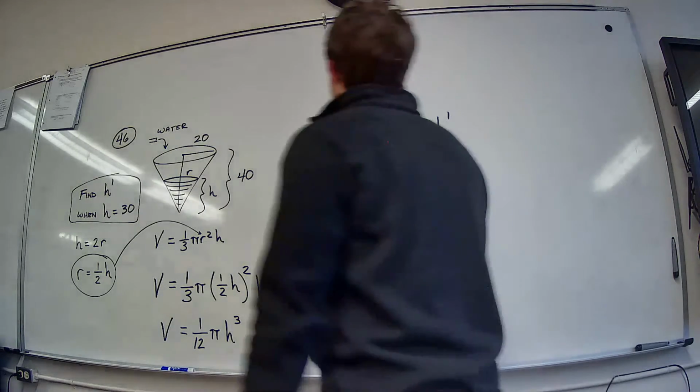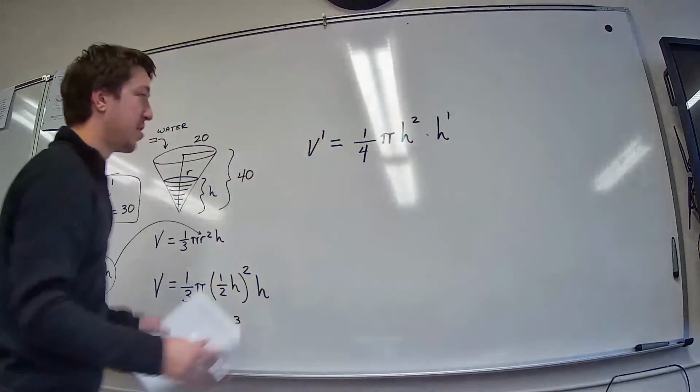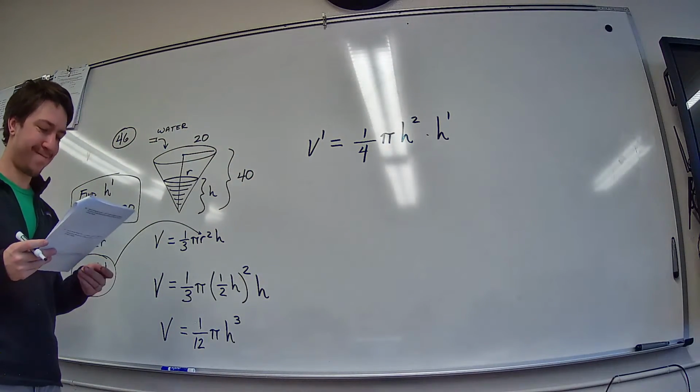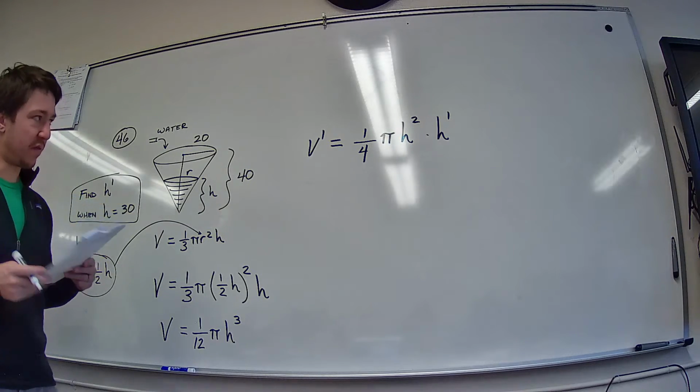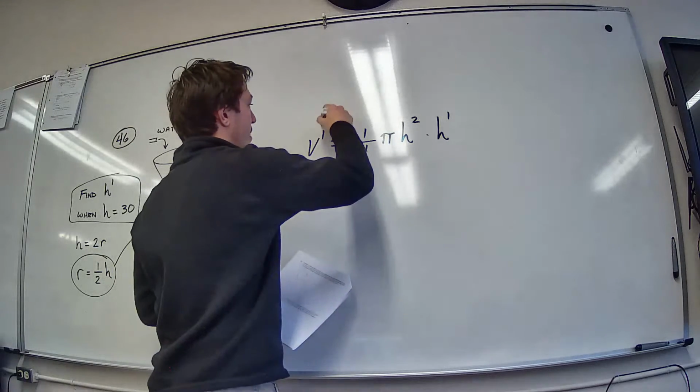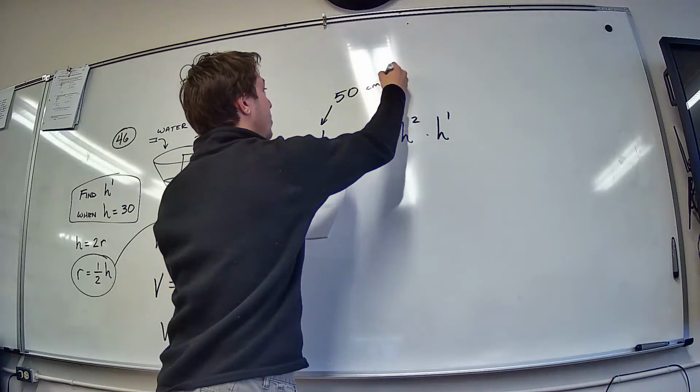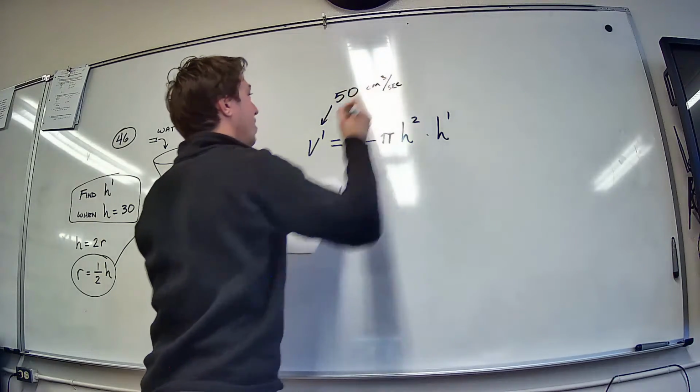All right. They gave us a bunch of information in the problem. How big is v prime to this question? 50. So this number here. Well, that was 50 cubic centimeters per second.